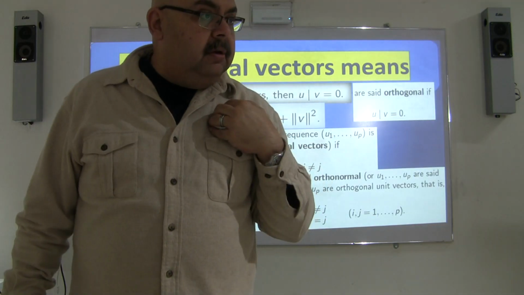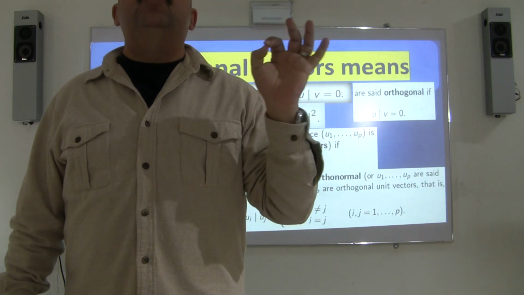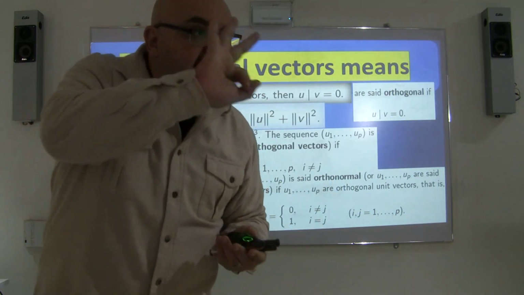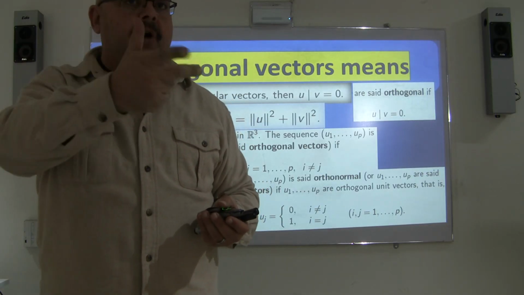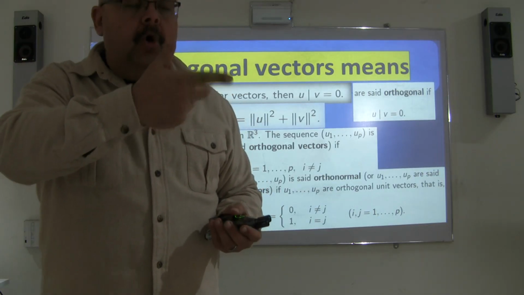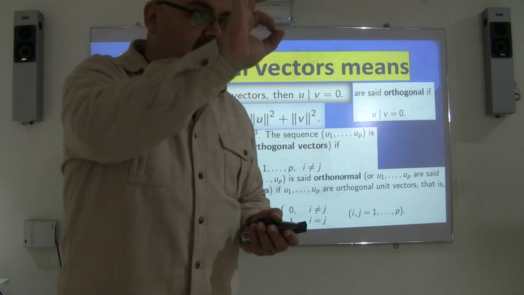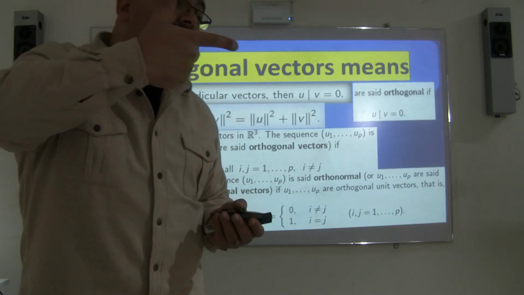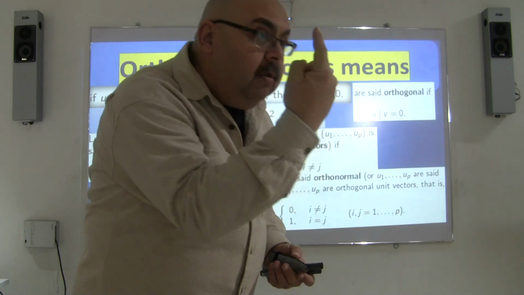Do you read me? It's exactly like 1, 0, 0; 0, 1, 0; 0, 0, 1. Those three vectors are orthogonal and also orthonormal. Orthogonal because any two of them, if you multiply, the result will be 0. And orthonormal because if you get the magnitude of each one of them, the result will be 1.